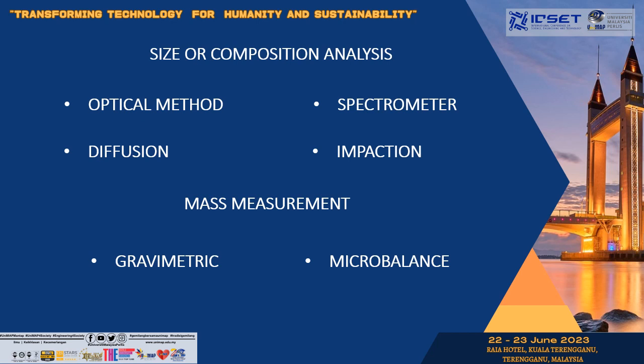While for the mass measurement, the gravimetric method and microbalance method are grouped together because they both focus on measuring the mass of particulate matter. Both of the methods provide accurate mass measurement, which is essential for determining the total mass concentration of particles.